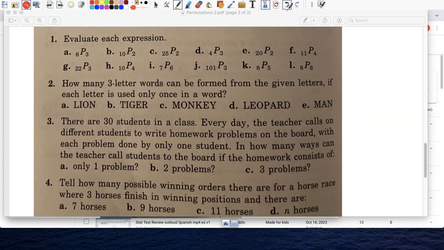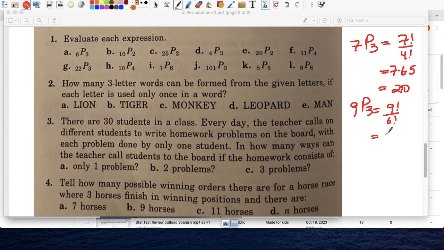Horses in the race, okay? Again, permutation, because the same horse can't come in first, second, and third place at the same time, right? So again, 7 horses, taking 3 at a time, where order does matter, right? So we're going to have 7 factorial over 4 factorial, which is the same thing as 7 times 6 times 5. So 7 times 6 times 5, 210 ways. There's 9 horses, right? So it's going to be 9 factorial over 6 factorial, which is the same thing as 9 times 8 times 7. That's 504 different ways.